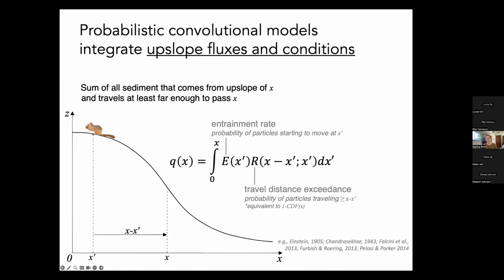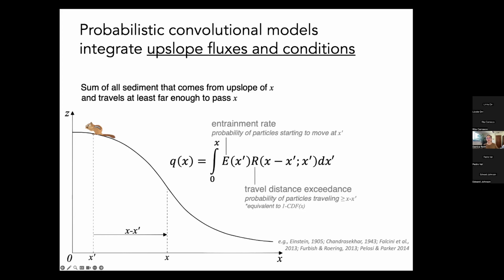So a better way to account for this kind of motion is through convolutional models that integrate upslope fluxes and conditions by convolving an entrainment rate at each position. Here I'm calling position X prime the point where stuff gets entrained. Entrainment is formally defined as the probability of particles starting to move at any given position X prime. And we convolve that with an exceedance probability, or the likelihood that a particle that is in motion will travel past a given position downhill. It's essentially a travel distance distribution.